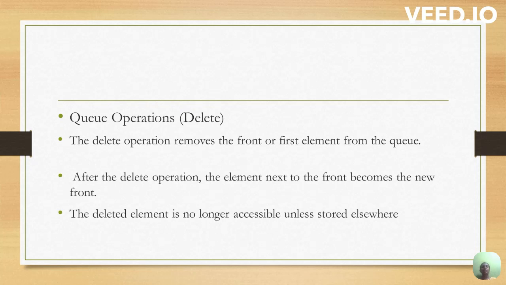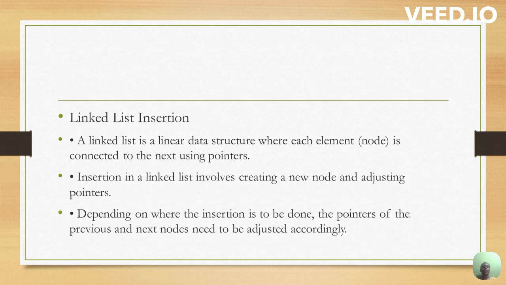Next, we will see the queue operation deletion. The delete operation means removing the front element from the queue. After the delete operation, the element next to the front becomes the new front. The deleted element is no longer accessible unless stored elsewhere.